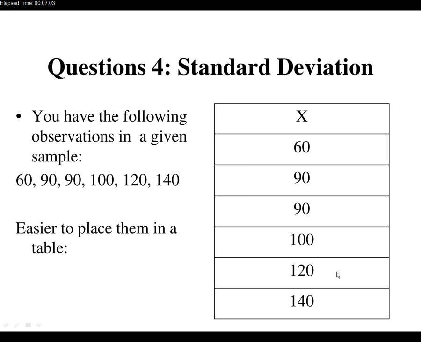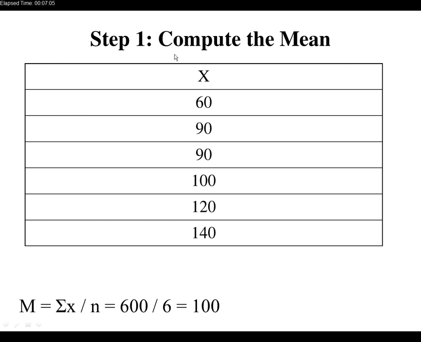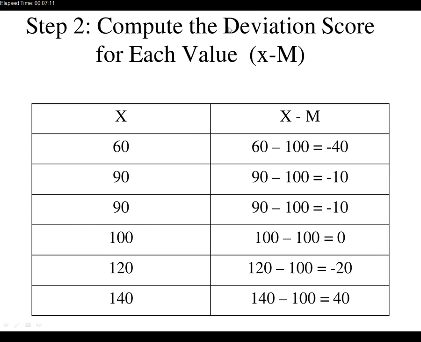Let's say we put them in a table because they're easier to work with, and we'll do step 1. We compute the mean, which is 100. We then compute the deviation score. We take each x and we deduct the mean. So 60 minus 100, that 100 is the mean, remember, is negative 40. 90 minus 100 is negative 10, etc.